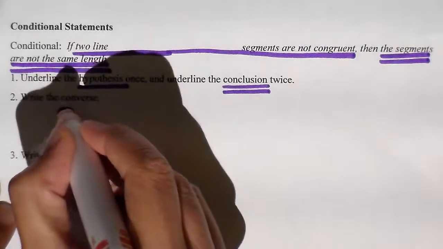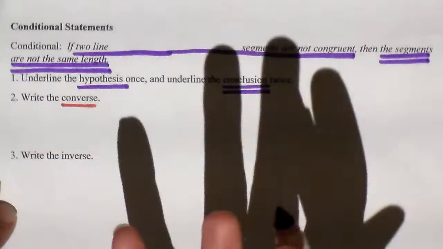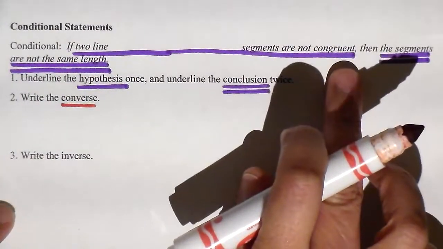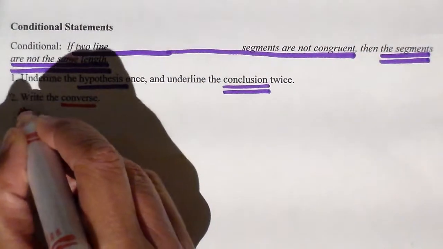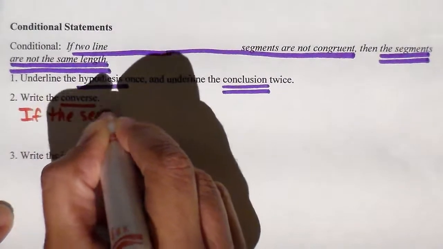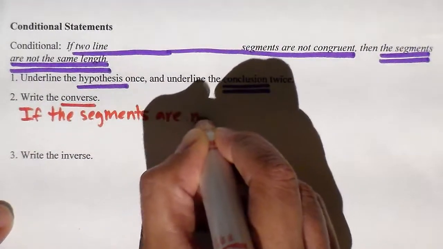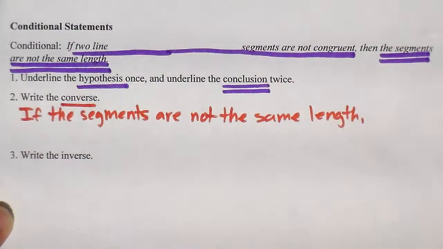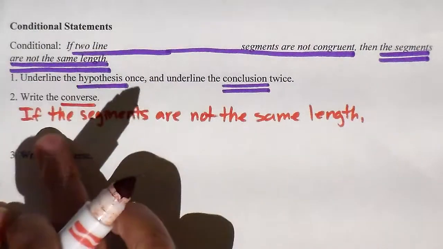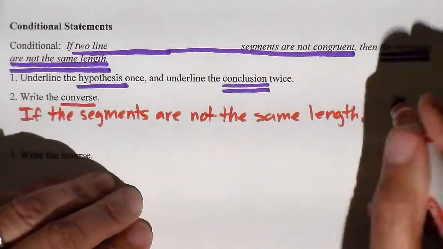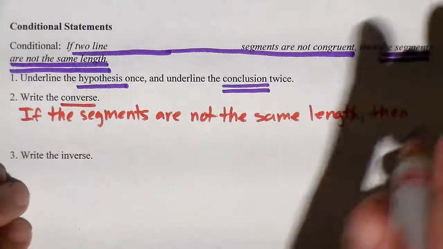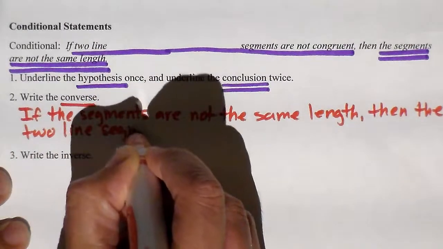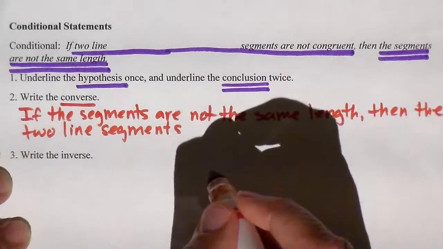So let's look at the converse. The converse is when the hypothesis becomes the conclusion and the conclusion becomes the hypothesis. So instead of saying if two line segments are not congruent, then the segments are not the same length, I'm going to say if the segments are not the same length, then the two line segments are not congruent. That was my conclusion. Now it's my hypothesis.